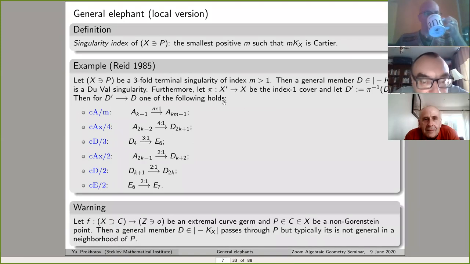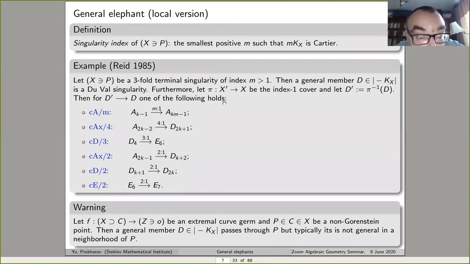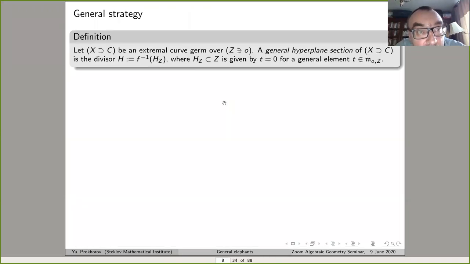Okay, now going back to extremal curve germs. If we have a non-Gorenstein point, then any anti-canonical member should pass through the point. But unfortunately, typically it's not general in any neighborhood of P. So typically it's not extendable to the whole analytic neighborhood.